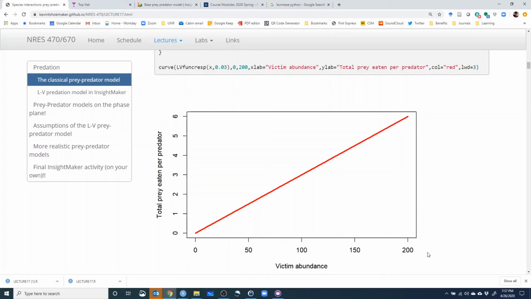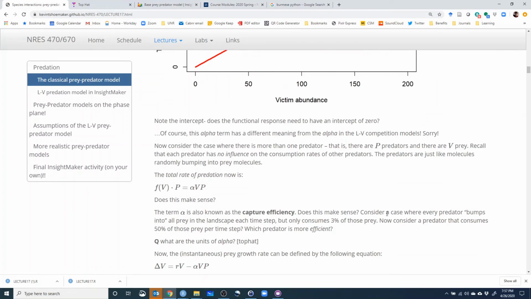and it's just a function of the victim abundance. The more victims, the more are consumed per time step per predator, right? So this is the simplest functional response you can possibly get. It's just a straight line, and the more victims, the more per capita consumption per predator. All right. And it gets to unrealistic, crazy places pretty quickly, but it's a good starting place.